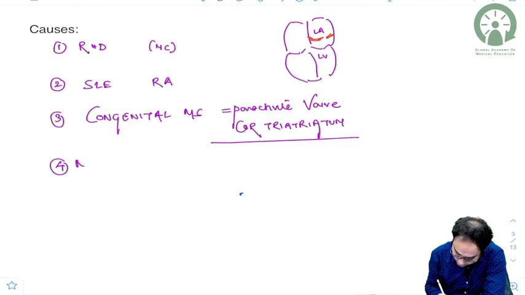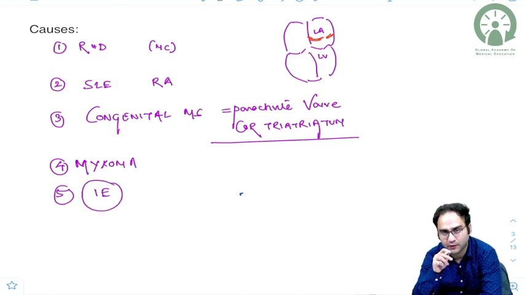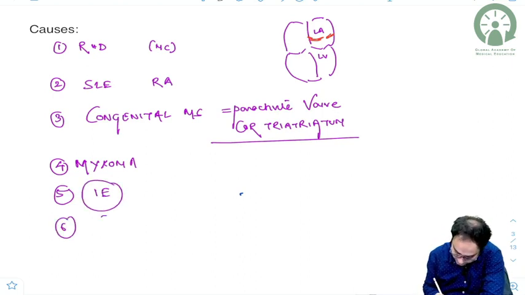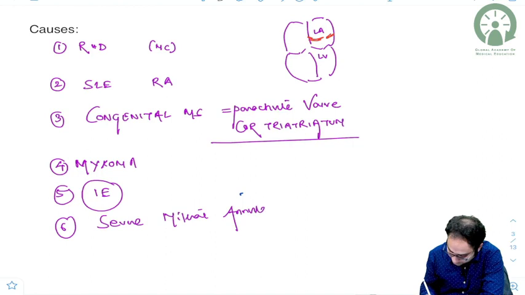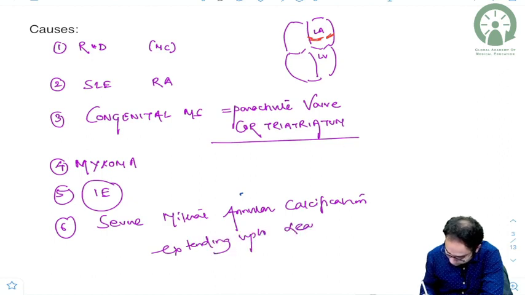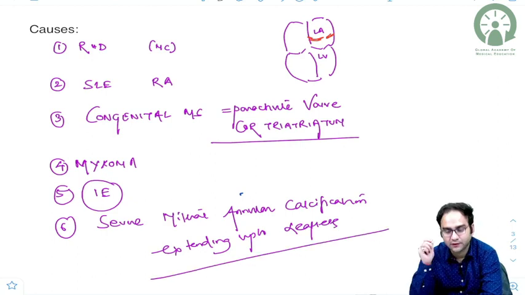Next is myxoma. Cases of myxoma can also have mitral stenosis. Infective endocarditis is an important cause of mitral stenosis. Then, when you have severe mitral annular calcification that is extending up to the leaflets, you can have mitral stenosis.